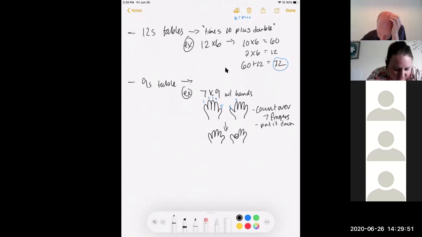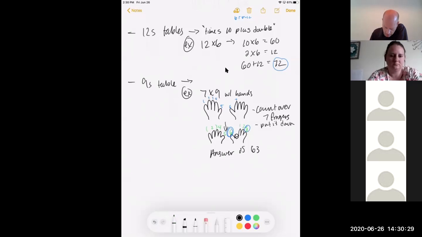Then we're going to display our numbers in this way. We have 1, 2, 3, 4, 5, 6. Okay, so there's 6 of them on that side. And then I have 3 of them on this side. Okay, and so the answer is 63. So it's kind of a neat thing that nines are related that way.